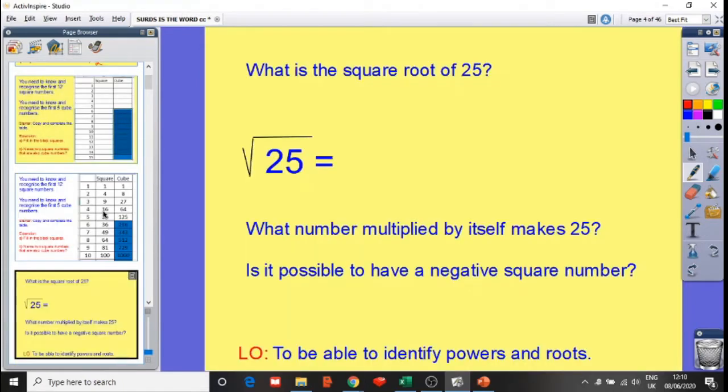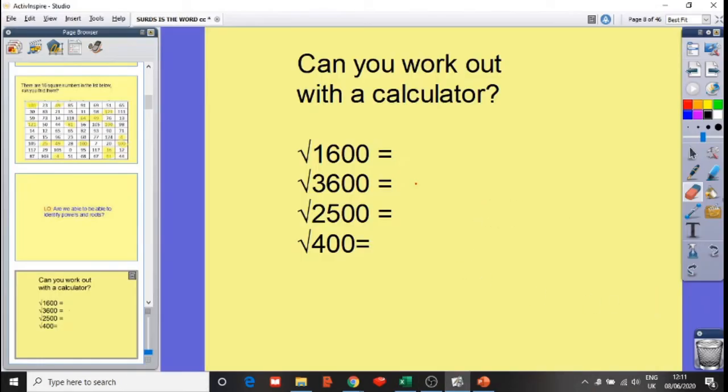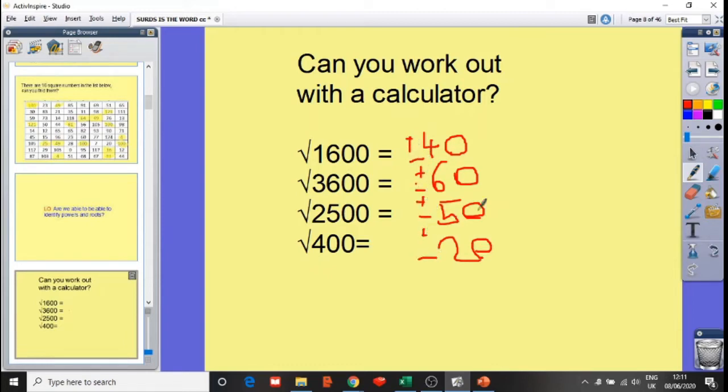Right, next bit, what's the square root of 25? I've already said it was 5, but I'll be honest with you, I was lying, because you also have to consider minus 5. Okay, so type this into your calculator, see if you notice a pattern. I'm just going to type down the answers. So this is 40, 60, it's 50, and this is 20. And remember, you can do plus minus, plus minus, plus minus. Okay, do we notice something?